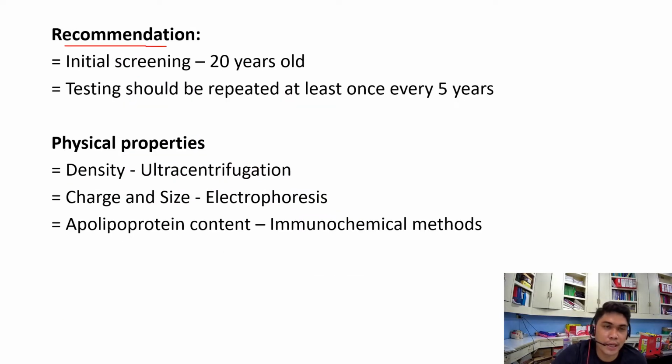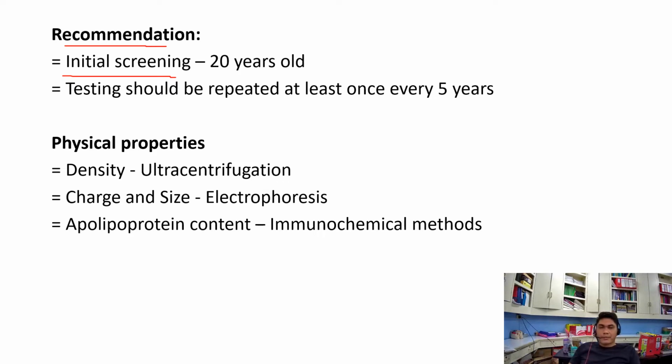Then the recommendation for initial screening for atherosclerosis, or to check the risk for atherosclerosis, is at 20 years old. Testing should be repeated at least once every 5 years. So if you're 20, you can start checking your cholesterol level and other markers for atherosclerosis, to prevent cardiovascular diseases. Test your lipid panel every 5 years to detect early an increased risk for atherosclerosis.